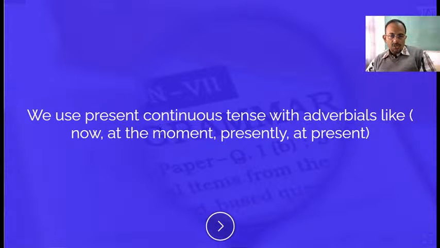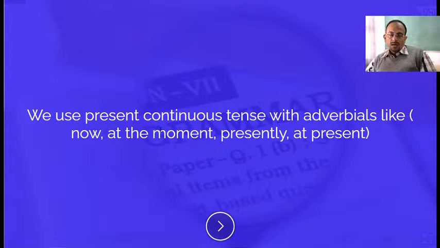Now you can see the explanation on your screen. There are some adverbials like now, then at the moment, presently, at present. Okay, so Arya Dwivedi, this is there, but time adverbials are very important. Without time adverbials, it is difficult. Technically speaking, it's time adverbials which tell us that we have to use present continuous tense.